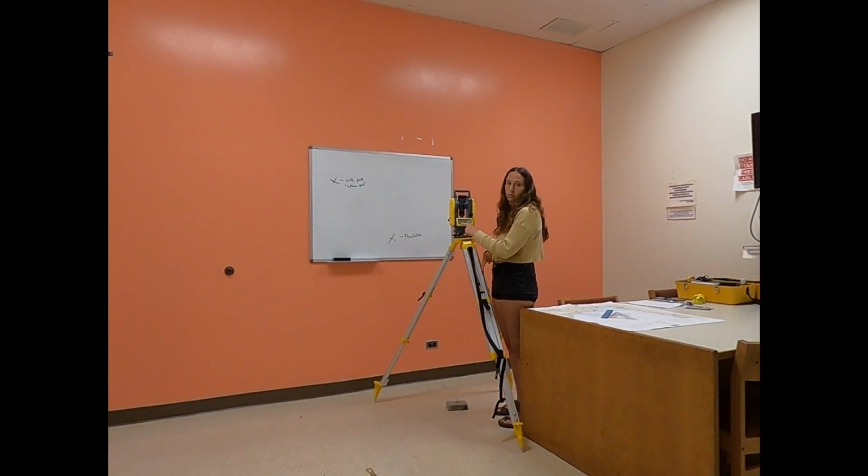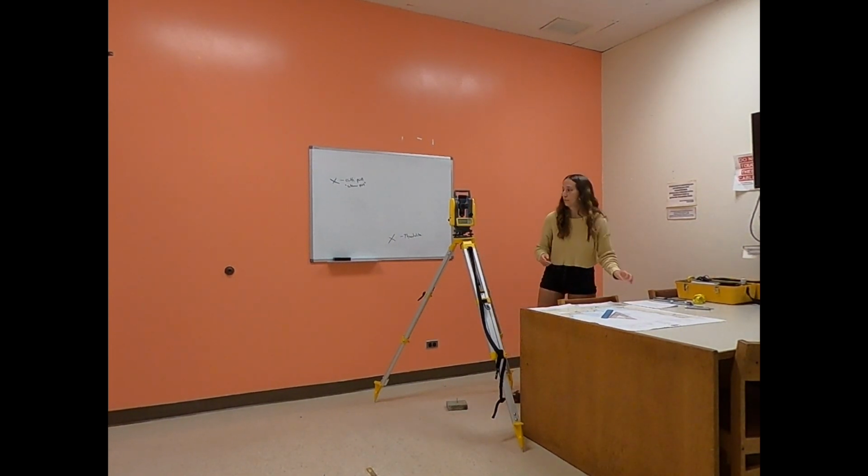Then we have our horizontal angle reading here. Right now it says HR, which means that if we turn it to the right, it's going to increase, but if we turn it to the left, it's going to decrease. That has to do with once we're set in our reference point and going towards the ocean.